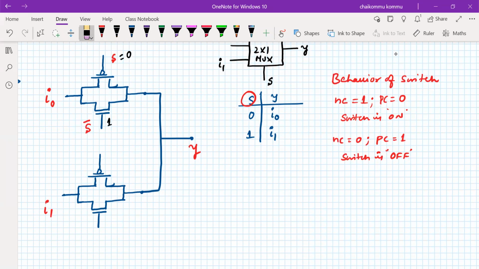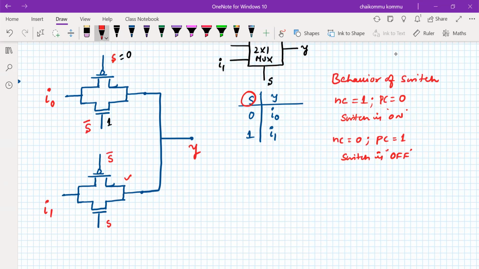I naught is moving from the input side to the output side, right? But meanwhile I1 must be off, that means this second switch must be off. So what input should I apply for this one? Sir, S bar should be the P control, S should be the N control. Yeah, S bar should be the P control, and the N control must be S, right?